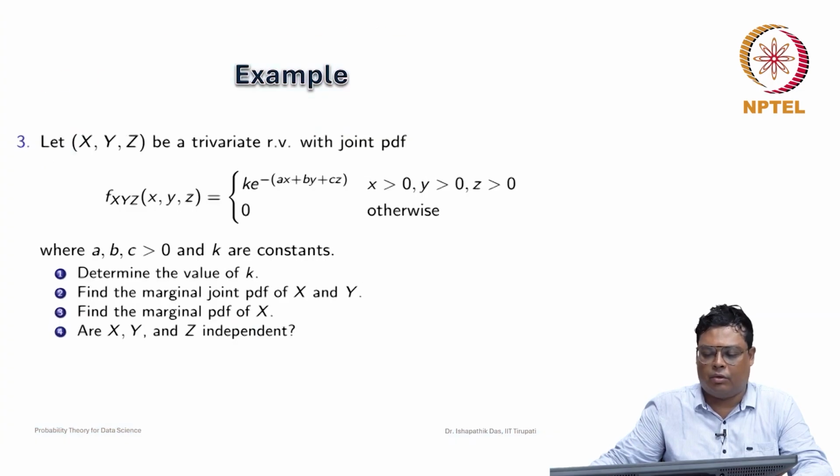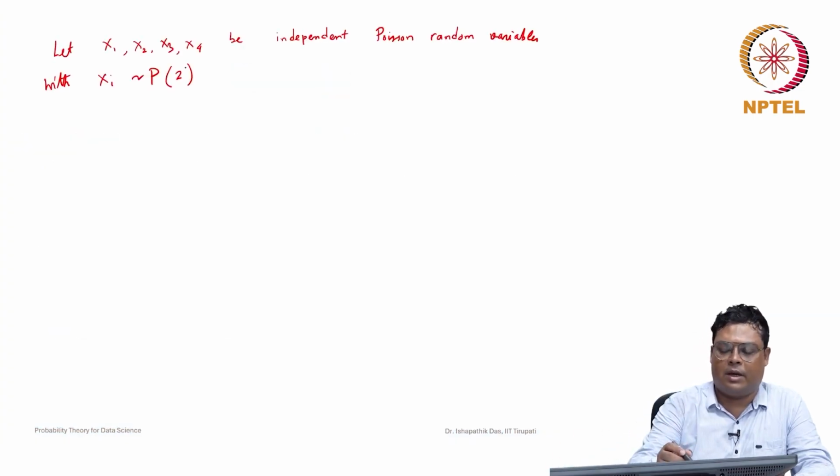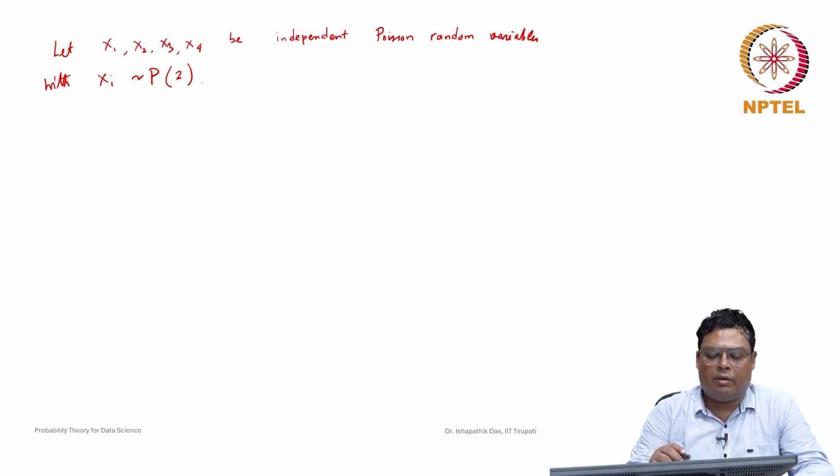with parameter 2. Because they are independent random variables, I wrote x1, x2, x3, x4 are independent random variables, with each xi a Poisson random variable with parameter 2. Each has the same distribution, so they are not only independent, they are identically distributed random variables also. In this case we say x1, x2, x3, x4 are IID, independent identically distributed random variables.